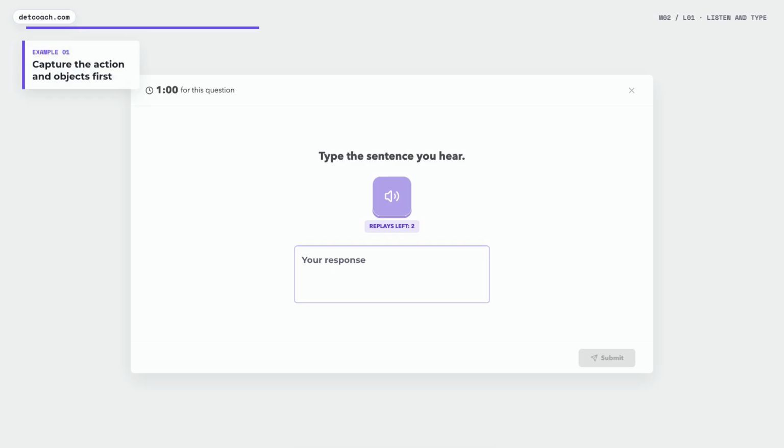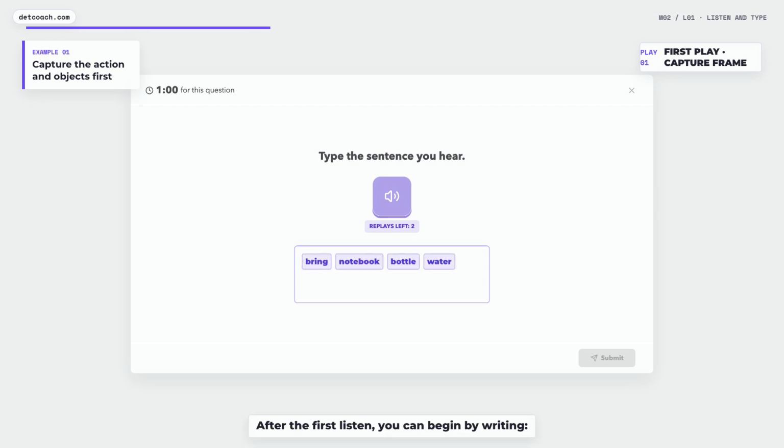Let's look at the first question. Please bring your notebook and a bottle of water. After the first listen, you can begin by writing, bring, notebook, bottle, water. You have already captured the action and the main objects in the sentence.